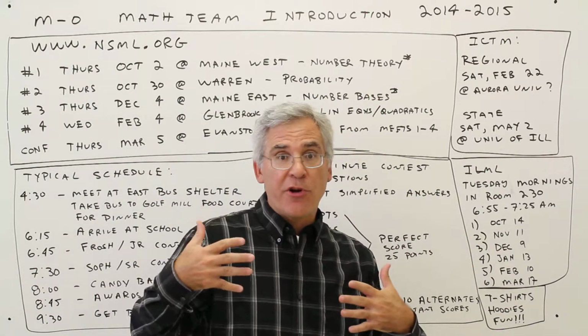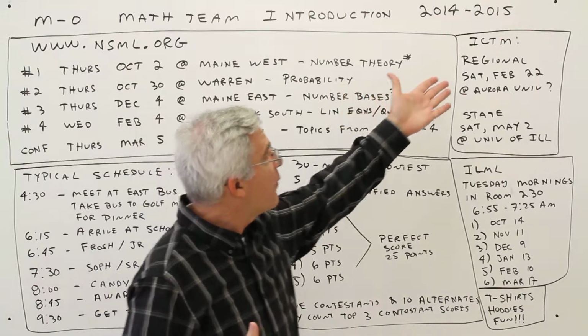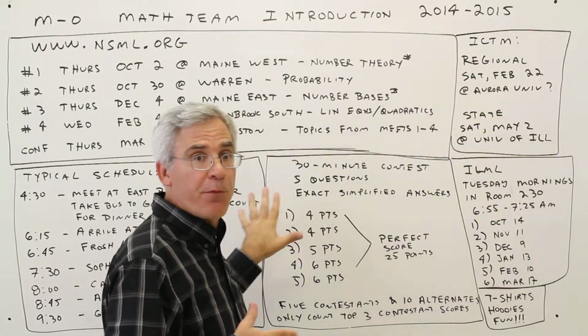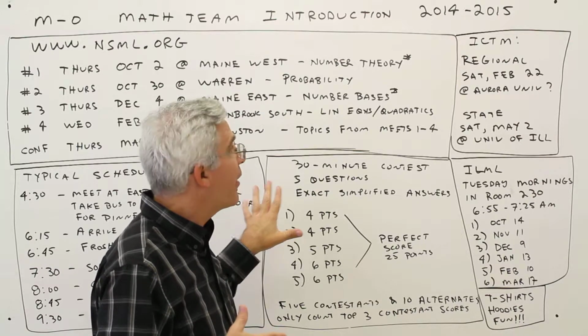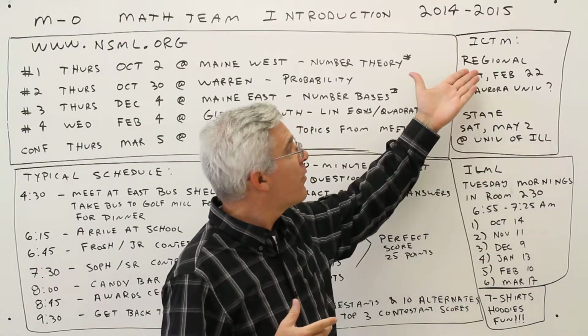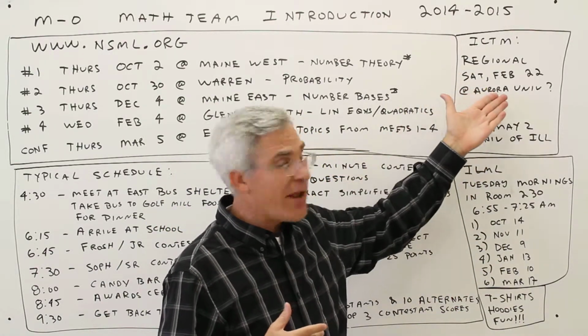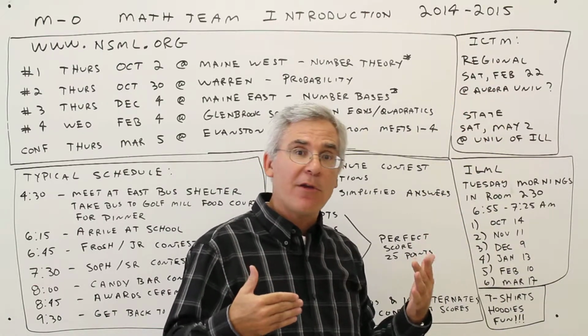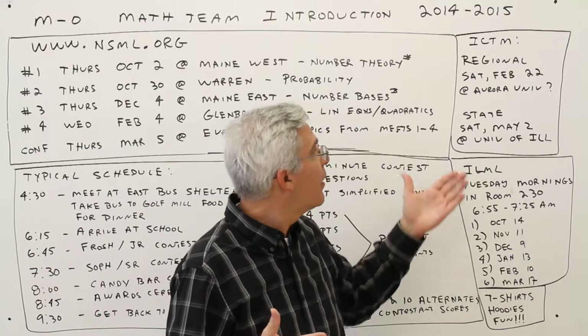Then, in addition to the North Suburban Math League, there's the Illinois Council of Teachers of Mathematics. So this is separate from the North Suburban Math League. There's 2 contests. The first is a regional, Saturday, February 22nd. It's been at Aurora University the last couple of years. I'm not sure if it'll be there again.